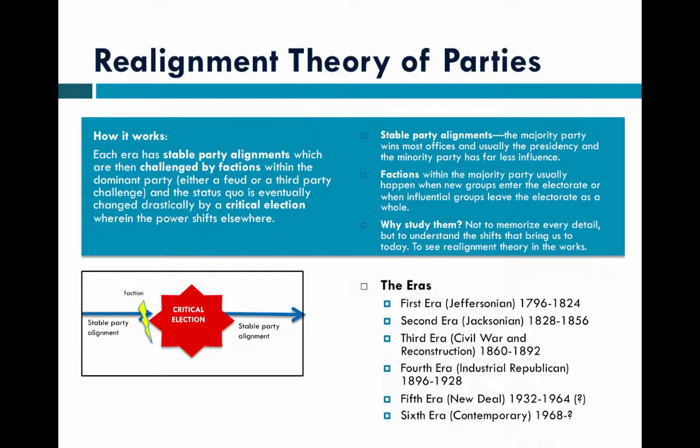But to understand that there are shifts that bring us to today, that realignment theory can help explain, at least to some degree, why the Democrats are not the same as the Democratic Republicans of the Jeffersonian era, or the Democrats of the Jacksonian era, or even the Democrats of the New Deal era. So most of us know at this point that the parties have shifted a great deal, and that the names themselves don't represent what the parties' historical track record has been and what their current beliefs are.